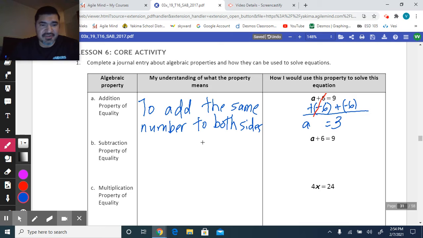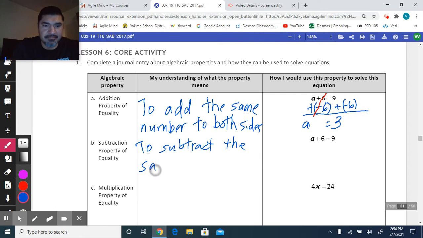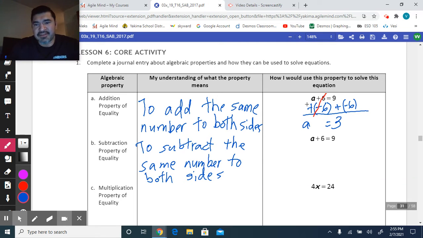Okay, so what do we think subtraction property of equality is? Well, addition property of equality was to add the same number to both sides. So I'm going to say to subtract the same number to both sides. And that's what I would use here.